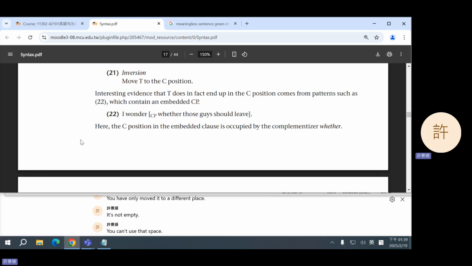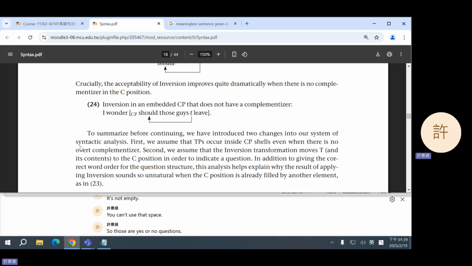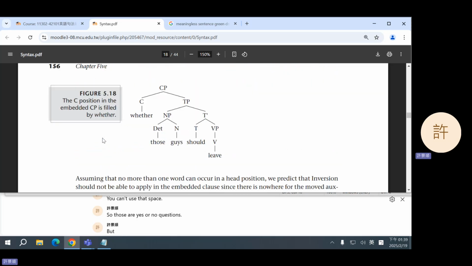So those are yes or no questions. But this also helps explain why this is not a question. Because you have not moved the word should. It doesn't fit the structure of a sentence. So whether those guys should leave is actually only the second half of a sentence. It is not itself a question. We're going to talk about this specifically after the midterm exam.